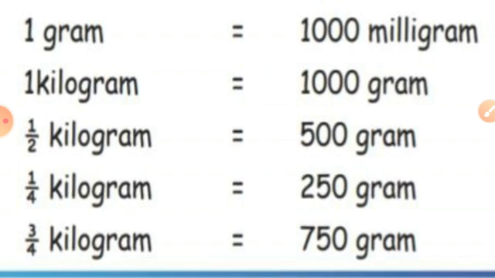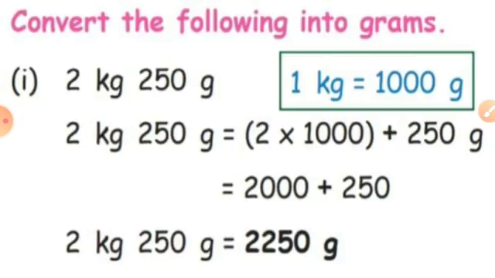1 gram equal to 1000 milligram, 1 kilogram equal to 1000 gram, half kilogram equal to 500 gram, quarter kilogram, that means 1 by 4 kilogram equal to 250 gram, and next 3 quarter kilogram or 3 by 4 kilogram, which is equal to 750 gram.